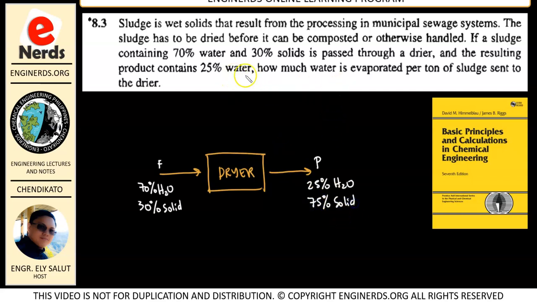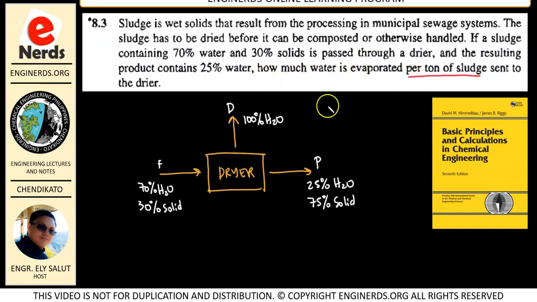Now, the question is, how much water is evaporated per ton of sludge sent to the dryer? So, merong mga water na nag-evaporate. So, this will be our third stream here, and we will name this as stream D, let's say. Okay. So, since this is pure water, this is 100% water.